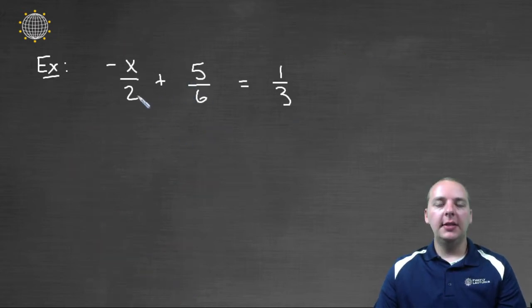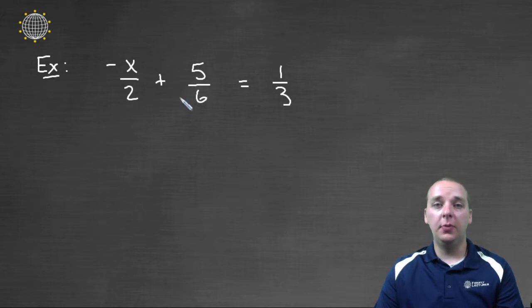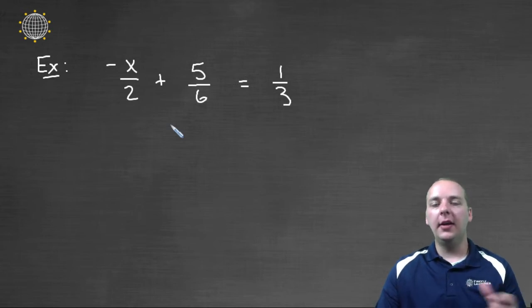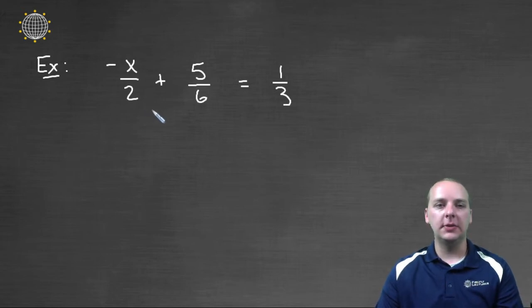Okay, here's our second example. Negative x over 2 plus 5/6 equals 1/3. Now, definitely the thing that jumps out to me with this problem is the presence of all the fractions. And students, in every algebra class in every school, they always are real hesitant about fractions.